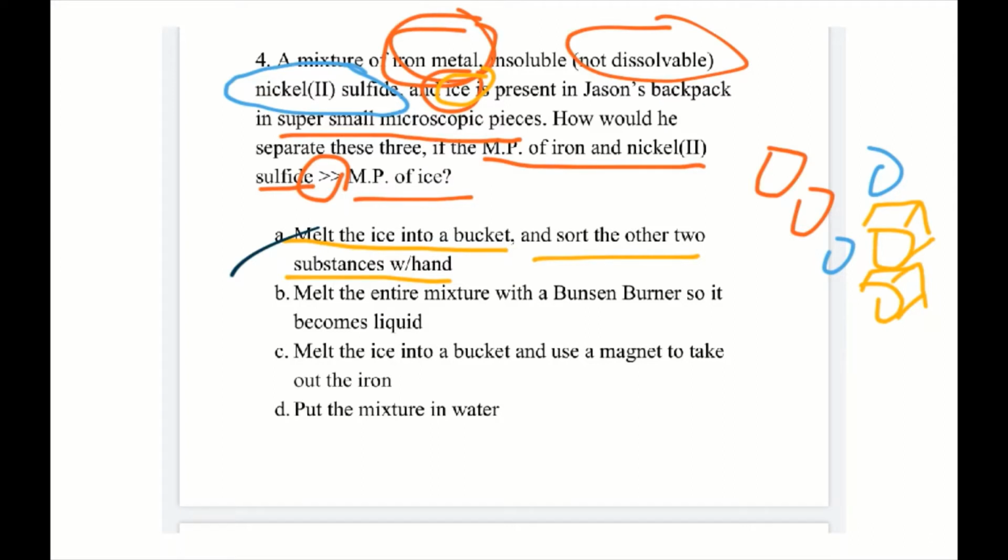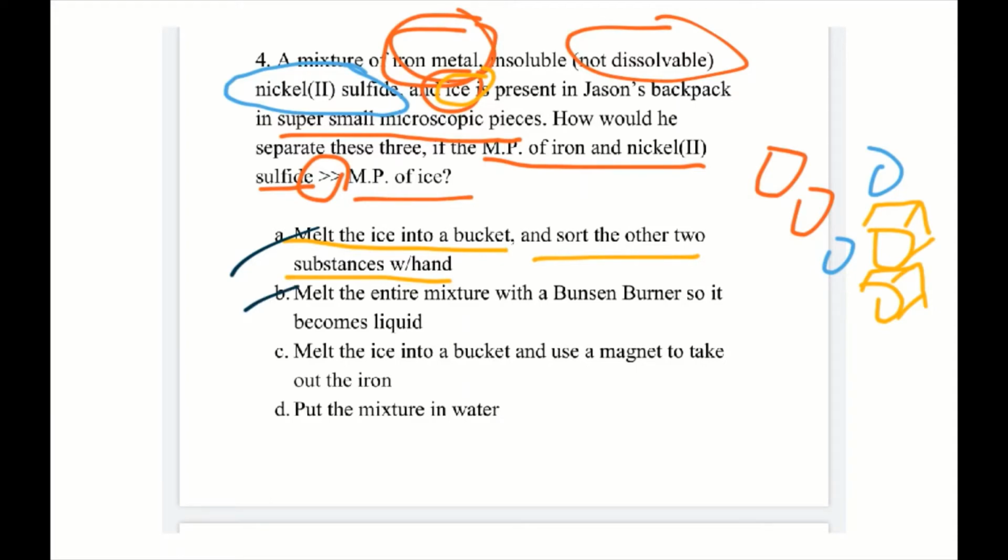Let's look at B. Melt the entire mixture with a Bunsen burner so it becomes a liquid. So essentially what this is saying is that this entire mixture will turn into a liquid. Now does this really help us separate it? Well, not really. So that's wrong. So let me just undo this once again and cross out B.